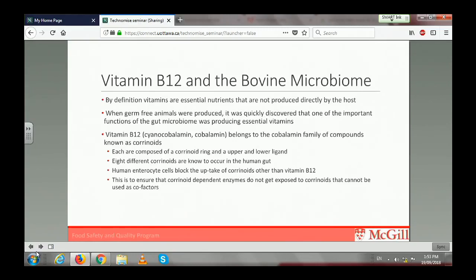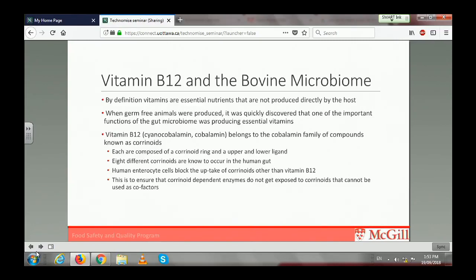So vitamin B12, well, vitamins in general, are something that you need to survive that you don't make. So you have to get it somewhere else. And we realized this was important when we started making germ-free animals. None of these animals survived, because there was no microbiome to produce a lot of the vitamins, and sometimes microbiomes help you in producing vitamins.